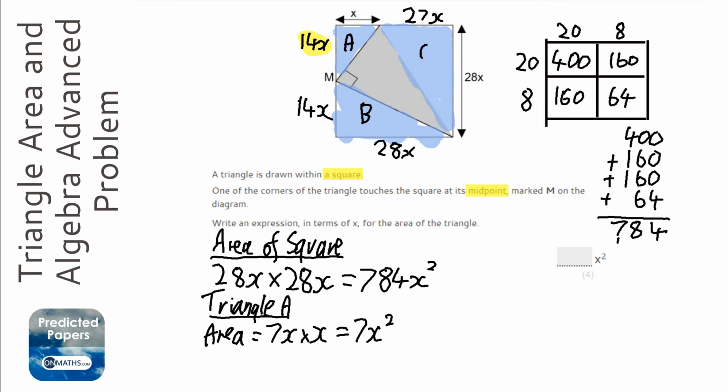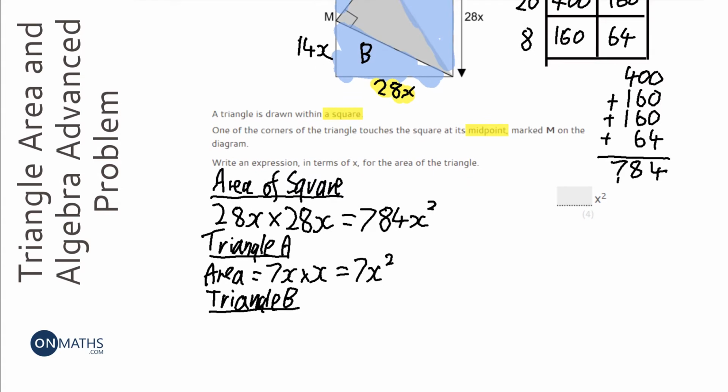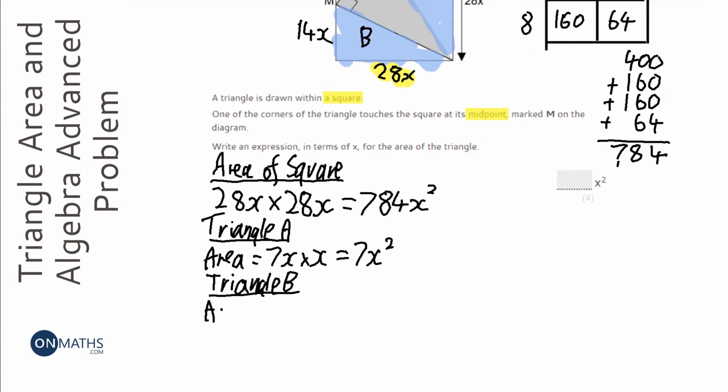So I'm going to do triangle B next. Okay, so this time I'm going to halve, well, why not halve this one, because I know what that's going to be. So I'm going to do, so area equals, and I'm halving the 28x, so it's going to be 14x times 14x. Now I know 14 times 14 is 196, and you should know your square numbers up to 15. Okay, and it's x times x again, so it's x squared.